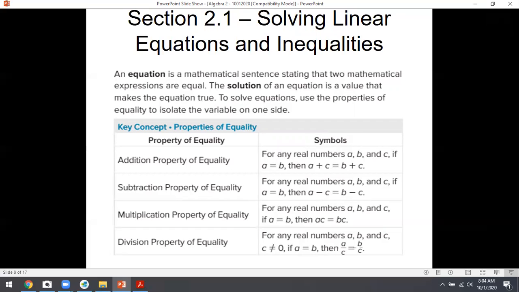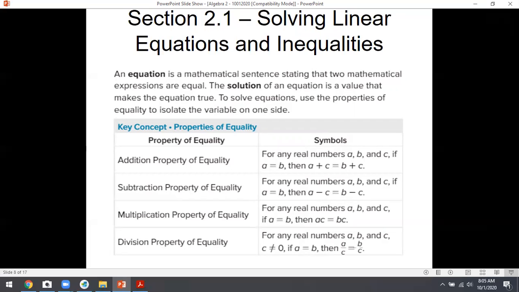But the key thing is you can do all kinds of things to both sides as long as you do it to both sides. You can add something to both sides. You can subtract something from both sides. You can multiply both sides by something. And you can divide both sides by something. What's the only thing you can't divide by in math? Anybody know? 0, right, exactly. So never, ever, ever divide by 0. That's bad practice.